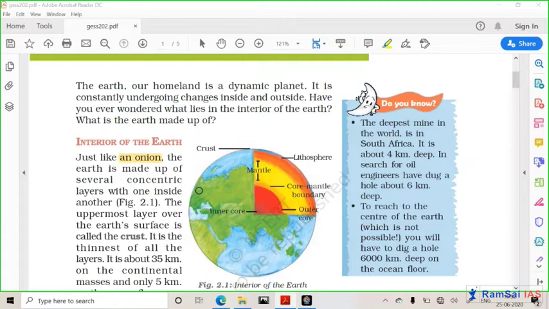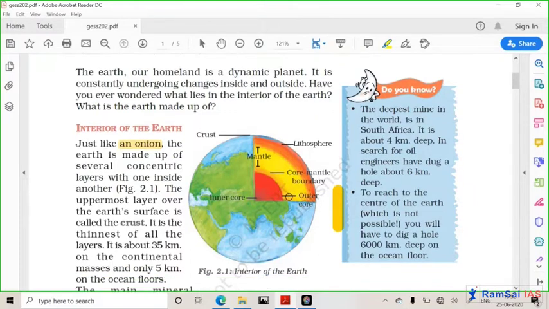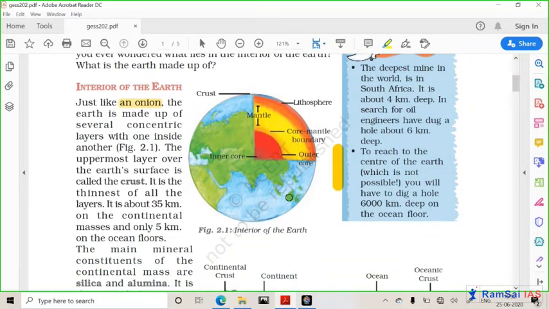The topmost layer is very thin, like an onion, which has a very thin layer on top. We call this topmost layer the crust. You can see, this is the crust. The uppermost part of the earth is the crust.